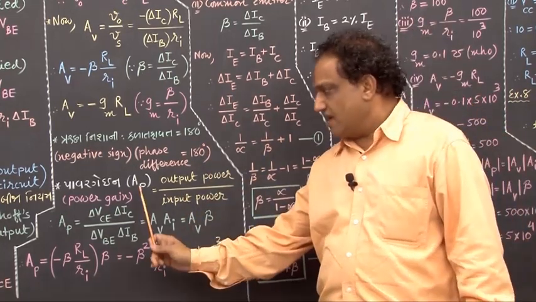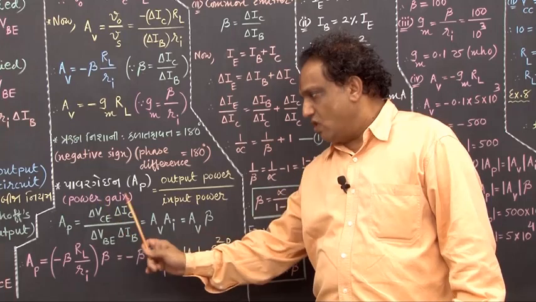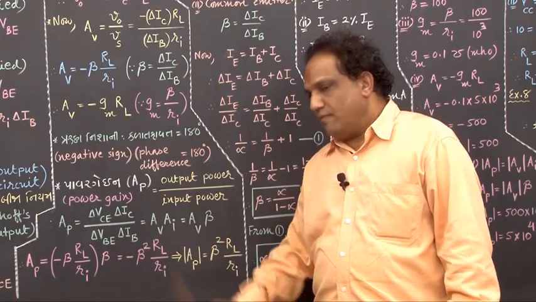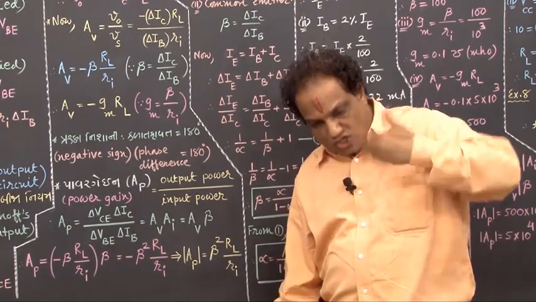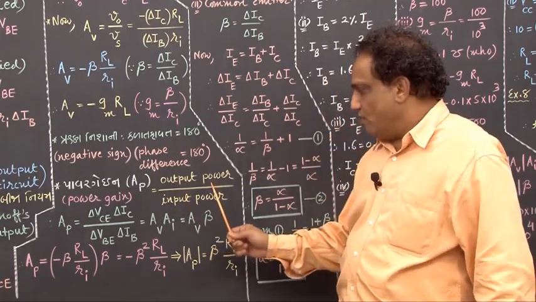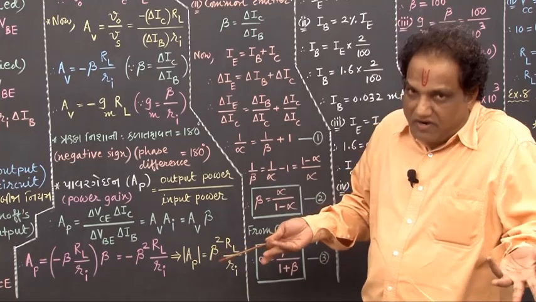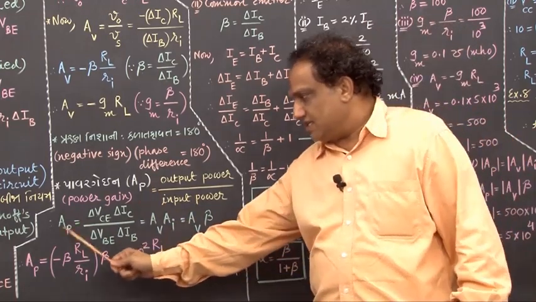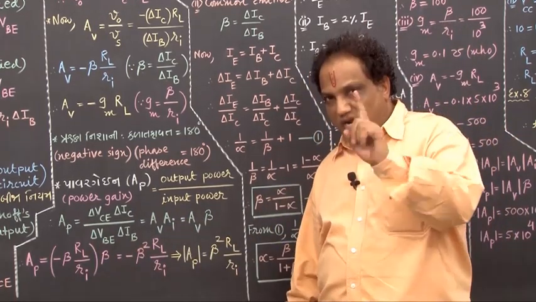Now we go for power gain. Power gain is shown by symbol AP. What do you mean by power gain? Very simple. The ratio of output power to the input power is called power gain. Now this AP as it is. But here we are talking about electrical power.